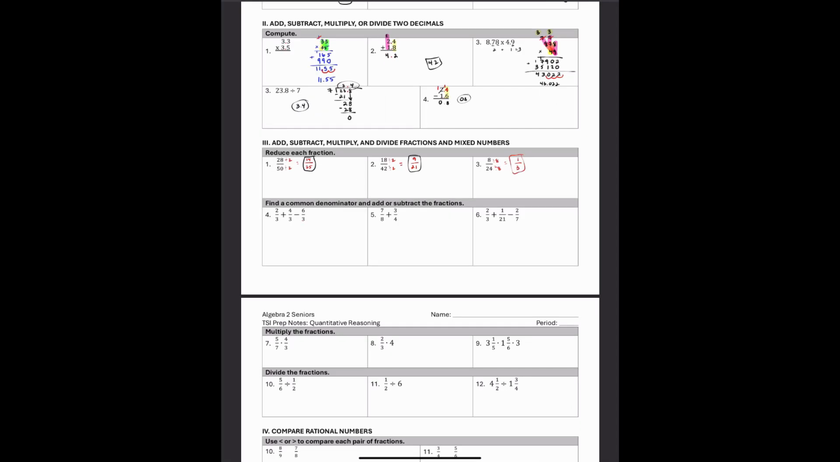All right, so let's move on to numbers 4 to 6. We're being asked to find a common denominator and add or subtract the fractions. Now, whenever we add or subtract fractions, we must have a common denominator, or in other words, we must have the same denominator.